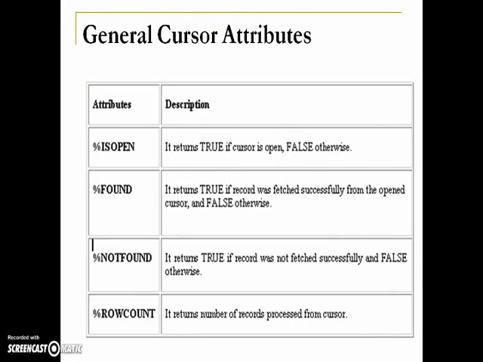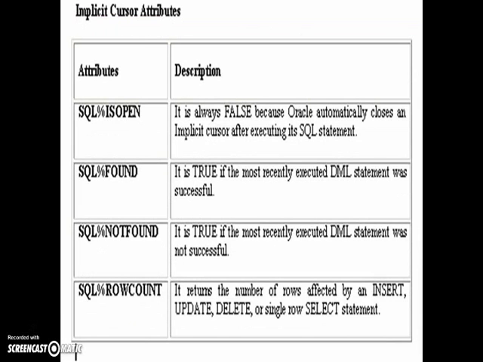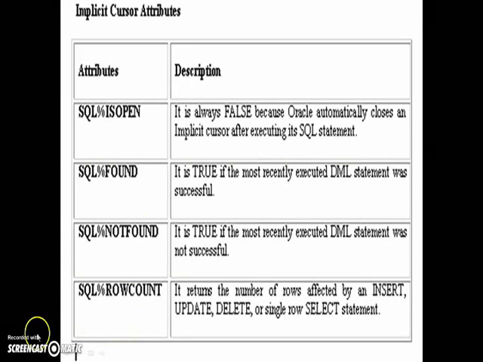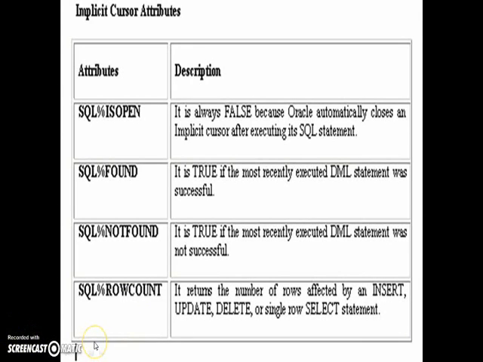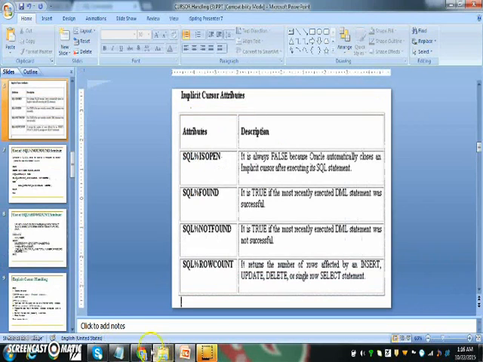So we have to check the status of this implicit cursor in order to know whether a record has been updated or not. Here we have four attributes to check the status of this implicit cursor, and these attributes are %ISOPEN, %FOUND, %NOTFOUND and %ROWCOUNT. So we can use SQL%FOUND or SQL%NOTFOUND to check whether a record has been updated or not. And in order to get the total number of rows updated, we can use SQL%ROWCOUNT. So now let's apply this concept in PL/SQL.